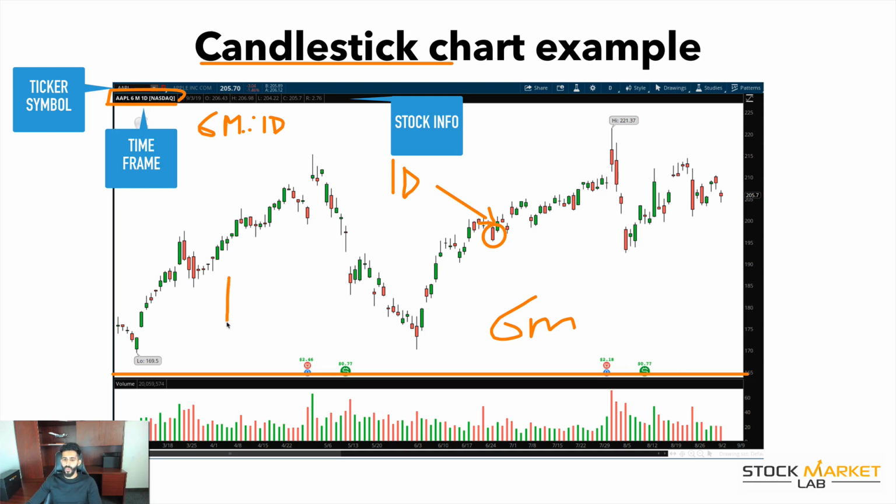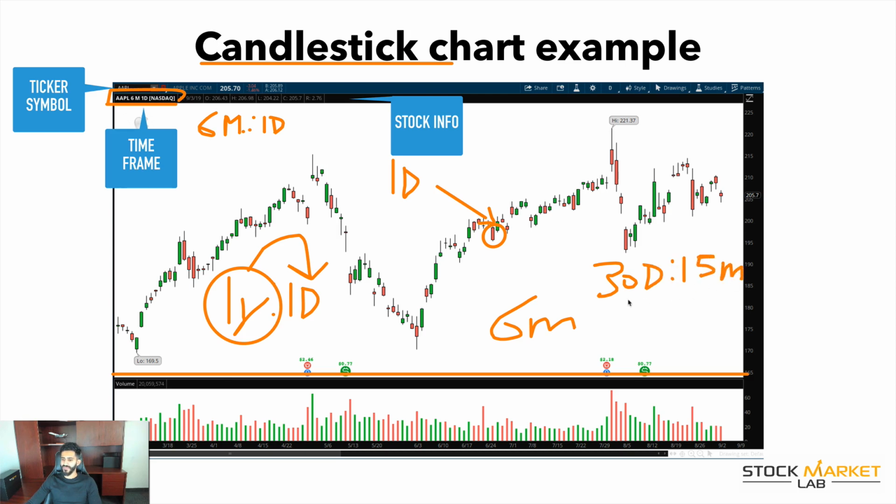I can look at a 1D chart that would showcase me information for 1 year, and each candle would show me information for 1 day. I can look at 30D and, let's say, 15M. That would showcase me information for 30 days, and each candle would represent information for 15 minutes. And as we progress, you guys are going to see how that makes more and more sense.